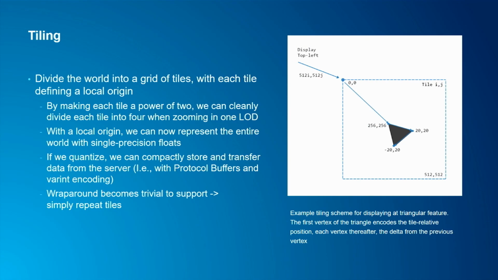So tiling is pretty ubiquitous in mapping platforms, and it's the approach that we use in the JavaScript API as well. The basic premise behind tiling is that you divide the world into a grid of tiles, with each tile defining a local origin. By making each tile a power of 2, we can cleanly divide each tile into 4 when zooming in one level of detail. And this allows us to display higher resolution data as users zoom in. With a local origin, we can now represent the entire world with single precision floats. And if we do things such as quantizing the data, we can compactly store and transfer data from the server. Additionally, wraparound becomes pretty trivial to support because we can just repeat tiles.